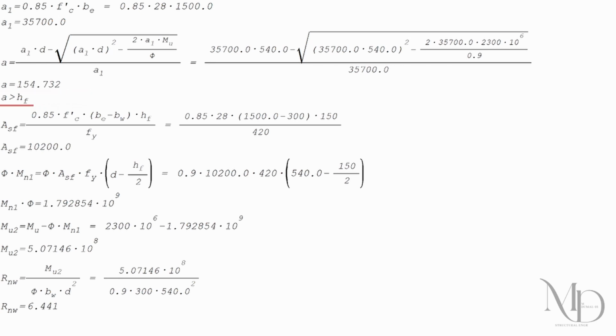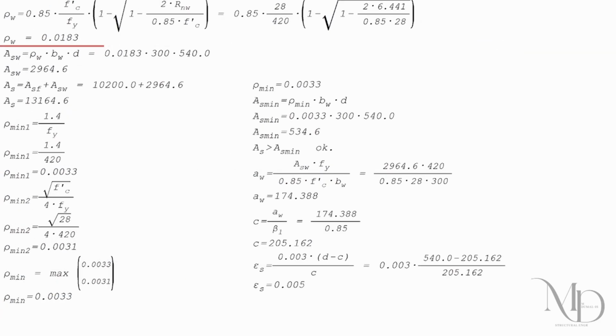Just like in example 2 and 3, we'll likely find that A exceeds the slab thickness. If that's the case, we'll move forward and calculate the portion of the steel reinforcement force acting within the slab overhang. That's what we call ASF. Then, we'll use ASF to compute the nominal moment capacity from the flange portion, which we'll denote as phi Mn1. After that, we'll subtract phi Mn1 from MU to get the remaining moment, MU2. Finally, we'll take that MU2 and use it to solve for RUW, which is the concrete beam design ratio for the web portion of the section.